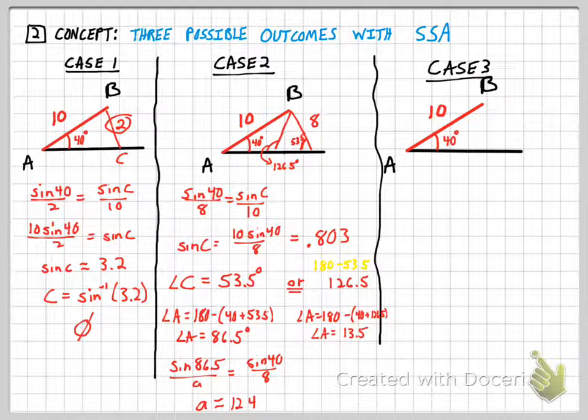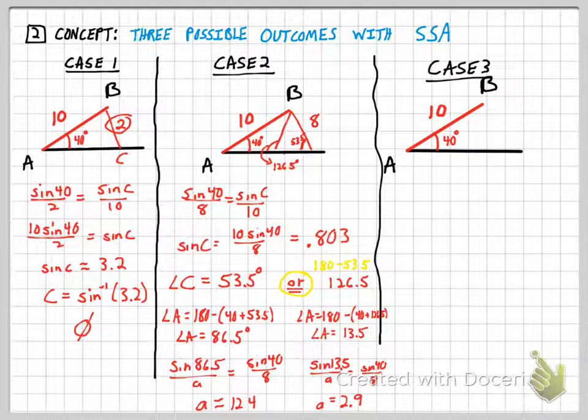And in this one, I would set it up as the sine of 13.5 over A equals the sine of 40 over 8. A turns out to be 2.9. So there's a lot of work in this two-case scenario. But the most important thing here is to remember in this step where you're solving that there are actually two answers for angle C, and therefore there are two resultant triangles.